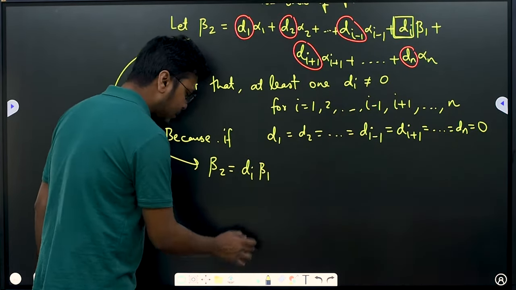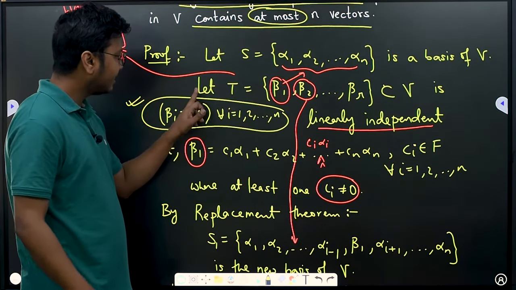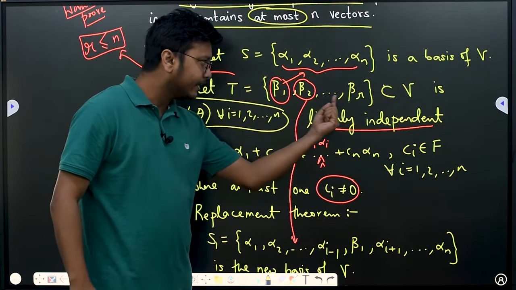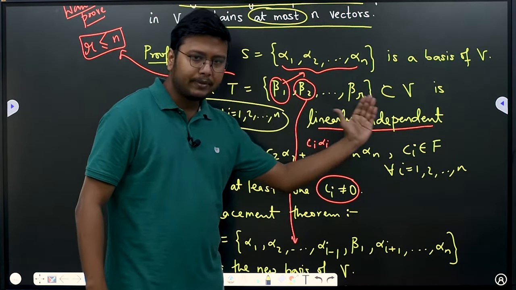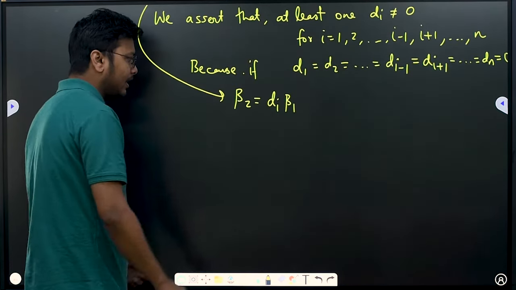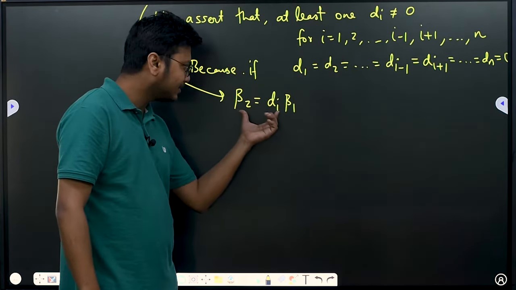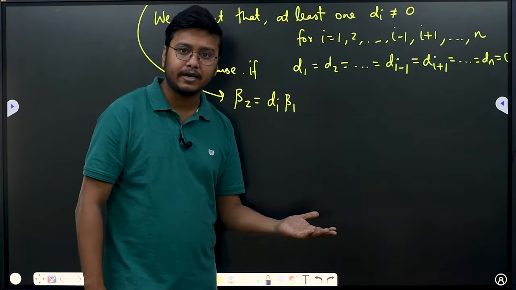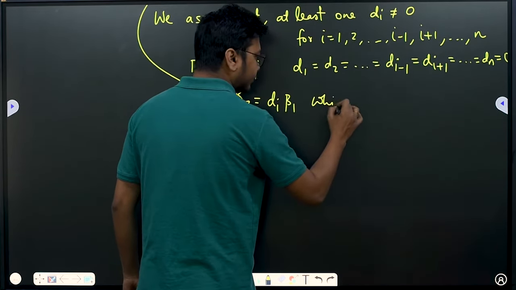Why? Because you can see in the very first line of the question, we had considered the T set containing all the beta elements to be linearly independent. So if all the beta elements are linearly independent, then how is it possible that beta 2 can be expressed as a linear combination of beta 1? That means the beta set is becoming linearly dependent. So that's a contradiction.